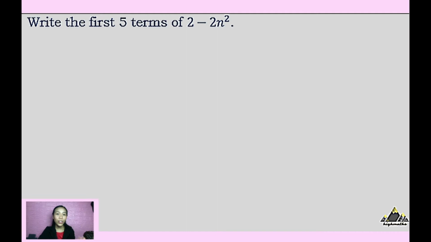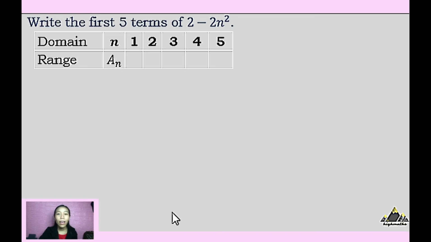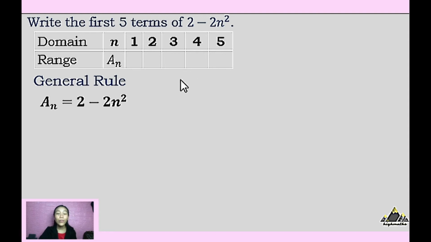What if we are to write the first 5 terms of 2 minus 2n squared? Take note, it is useful for us to plot these values in a table. So our domain is n: 1, 2, 3, 4, 5, again because we are looking for the first 5 terms. And we solve for the range a sub n. Our general rule is a sub n equals 2 minus 2n squared.